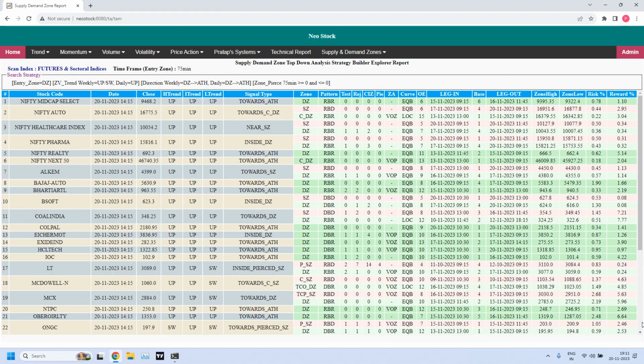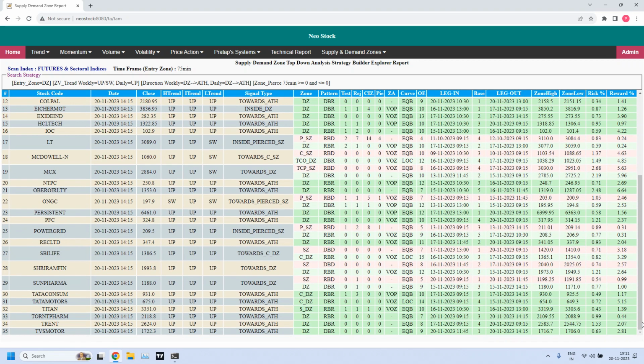So we have a big list. All these are supporting bullish trade setup. So total 35 stocks. So this is about a bullish trade setup. Now let us generate a bearish trade setup for 75 minutes.